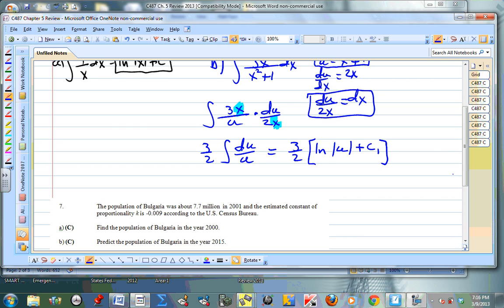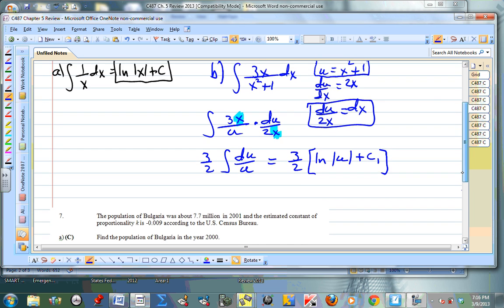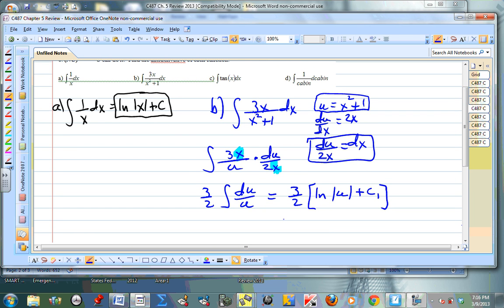Let's distribute the 3/2 and replace u. u was x squared plus 1. You can keep the absolute value bars now, or you can get rid of them, because x squared plus 1 is always going to be non-negative. And 3/2 times the constant will be a different constant. This is our final answer. It doesn't have to be our final answer. You can use properties of logs to rewrite this if you'd like to.